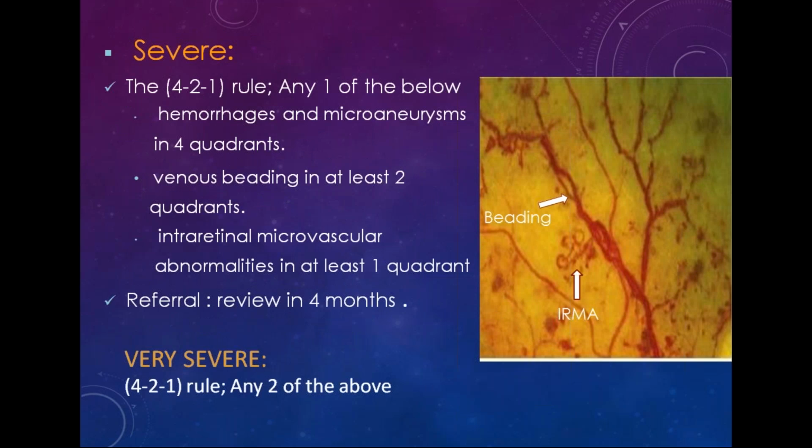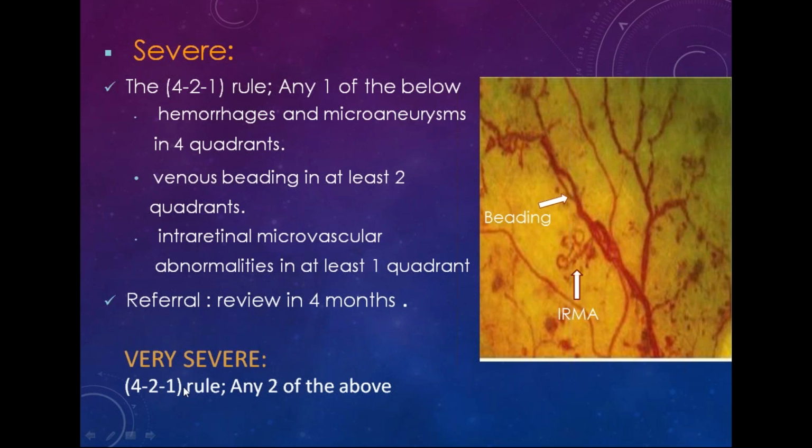Severe means hemorrhages and microaneurysms in all the 4 quadrants. Venous beading. This is the venous beading, in 2 quadrants. IRMA, intraretinal microvascular abnormalities, in 1 quadrant. If any one of the 4:2:1 rule is present, it is called severe diabetic retinopathy. Hemorrhages and microaneurysms in all the 4 quadrants, venous beading in 2 quadrants, IRMAs in 1 quadrant.